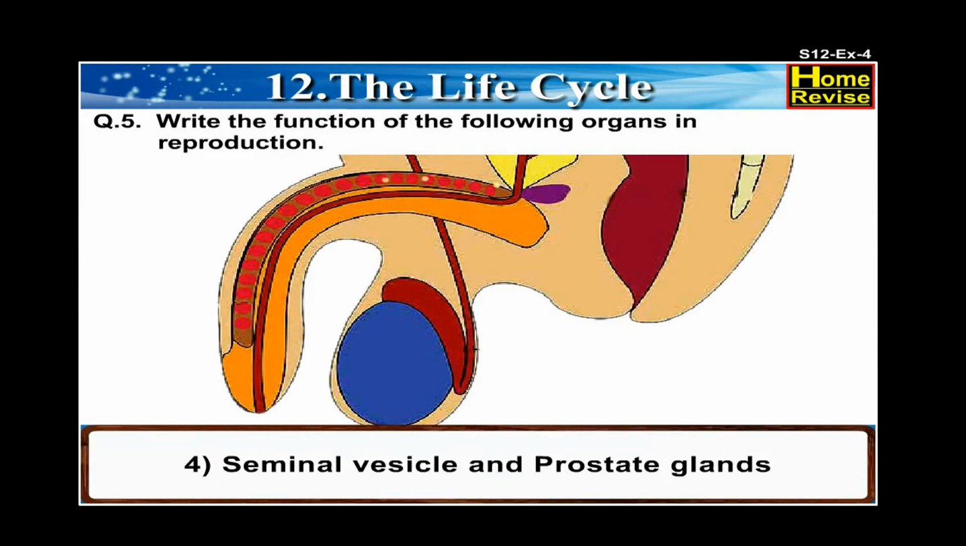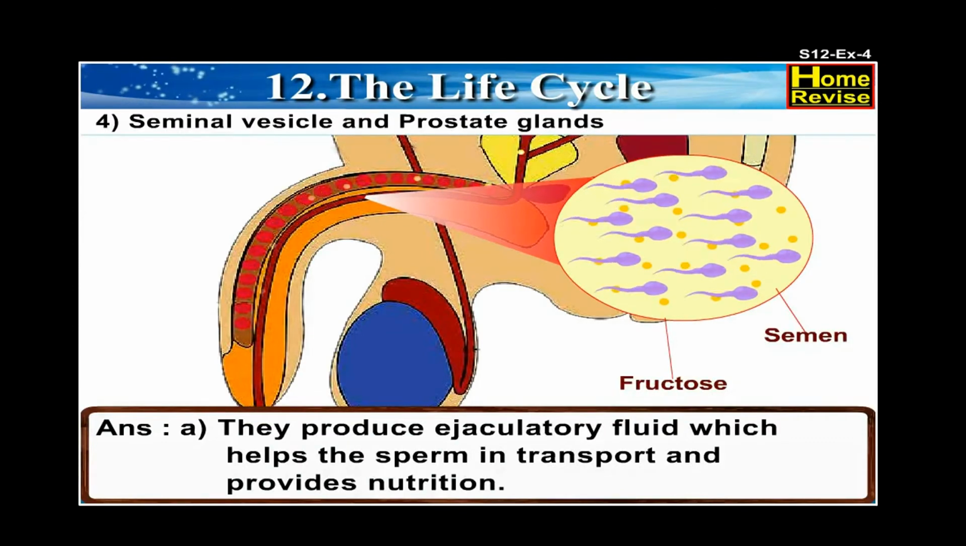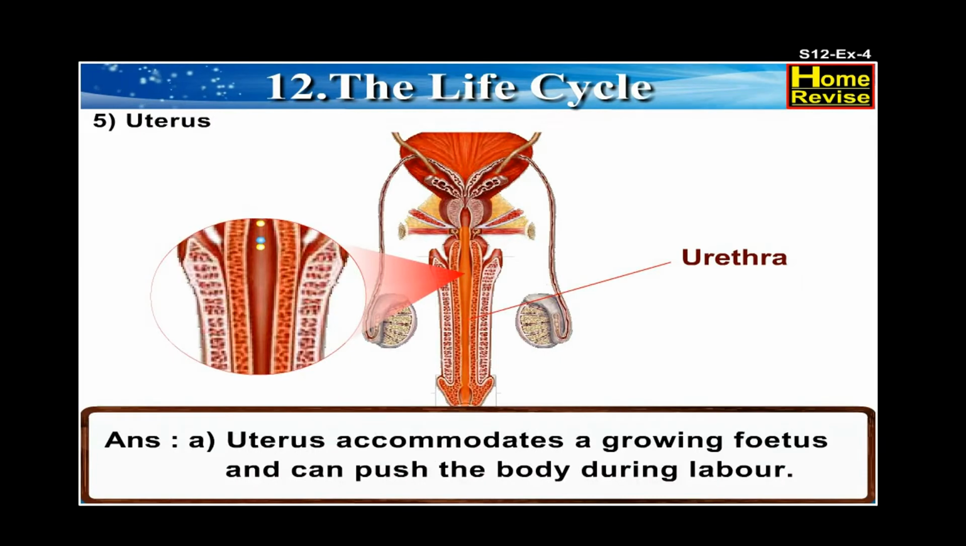Fourth, seminal vesicle and prostate glands. They produce ejaculatory fluid which helps the sperm in transport and provides nutrition. Fifth, uterus. Uterus accommodates a growing fetus and can push the baby out during labor.